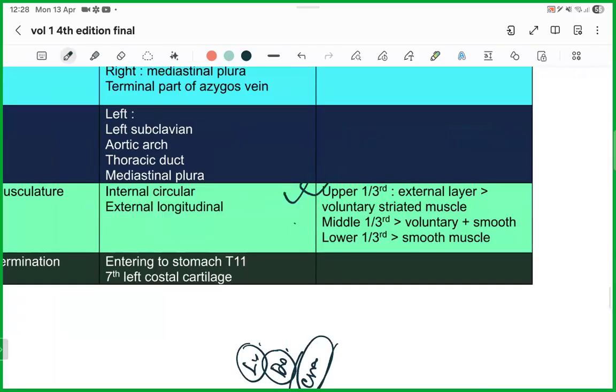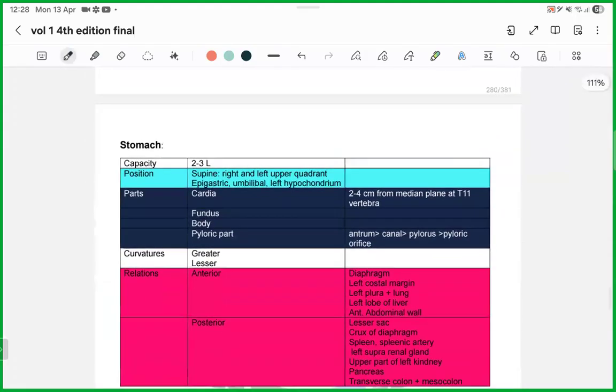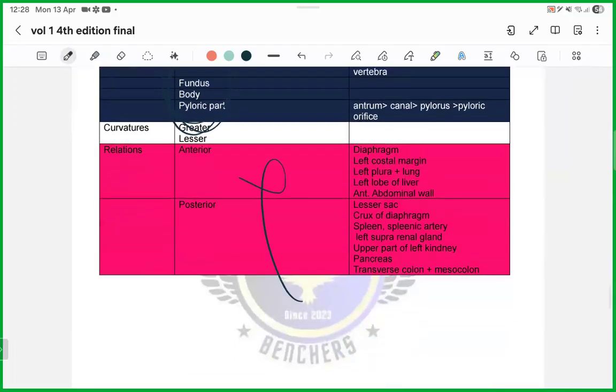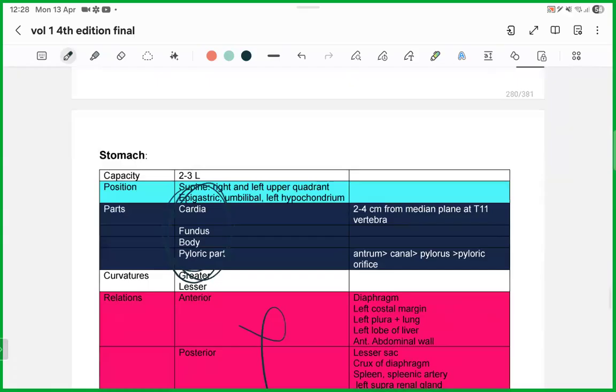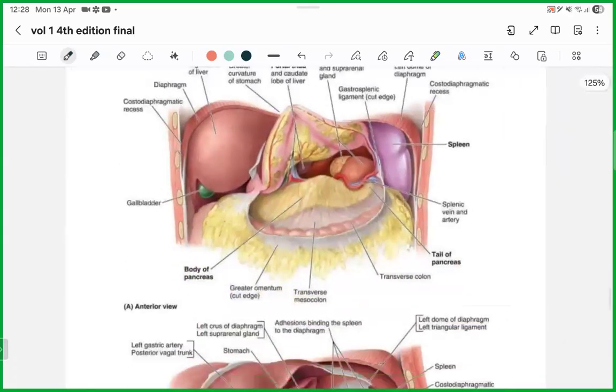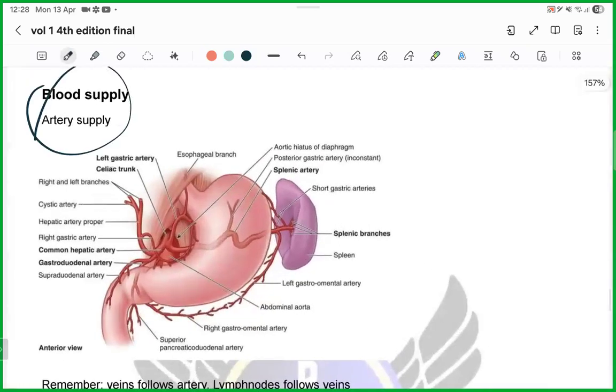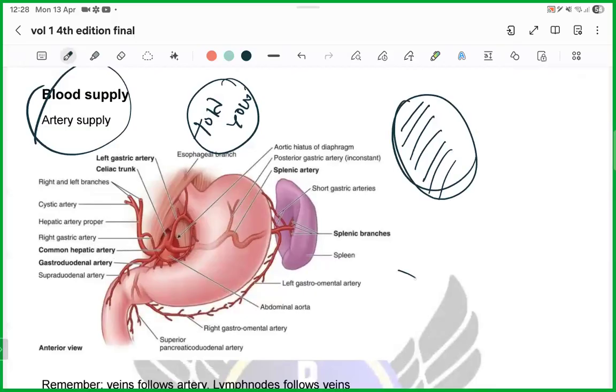Upper one third, middle one third, lower one third. Just know the name of the musculature. Then stomach. Give a reading about parts. Others not important at all. They don't ask anything. Then we have blood supply. Artery supply, very important, just the way I told you in 3D. What you will do, you will open the 3D and open our book, and here you make the notes I have told you. That's how you remember, and I make you remember things.